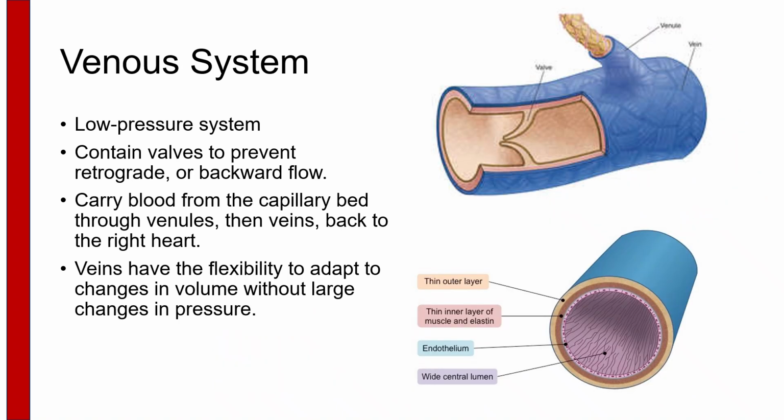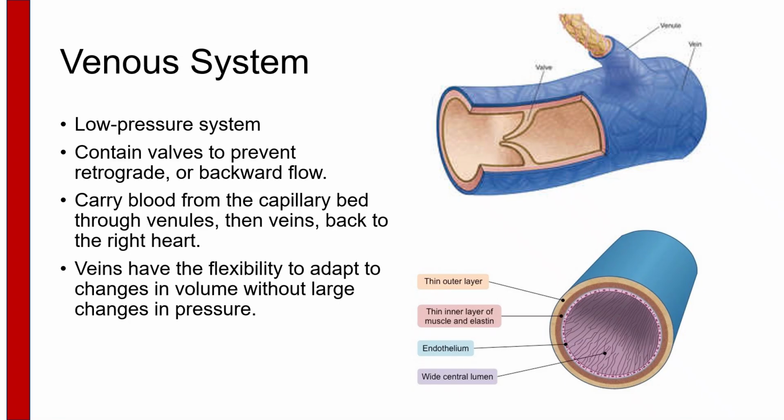Next, we have our venous system. This is a low pressure system, unlike our arterial system. And our venous system, or our veins, also contain valves. So arteries don't have valves. And the purpose of the valves is to prevent backflow of blood from going the wrong direction.